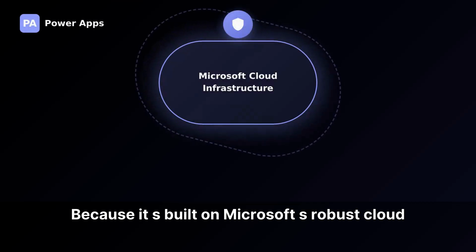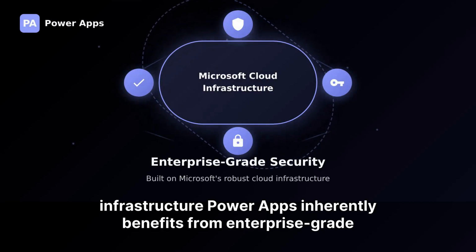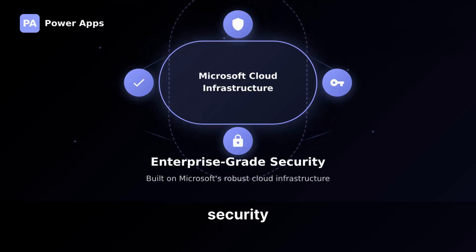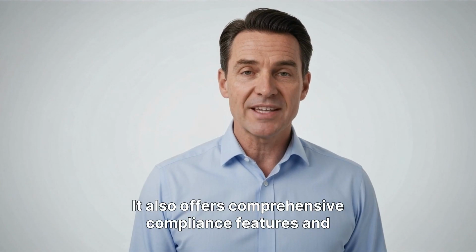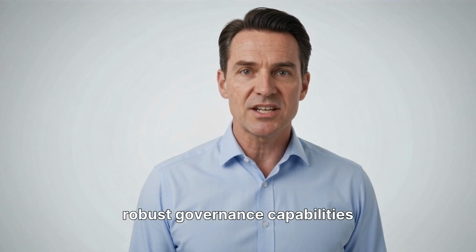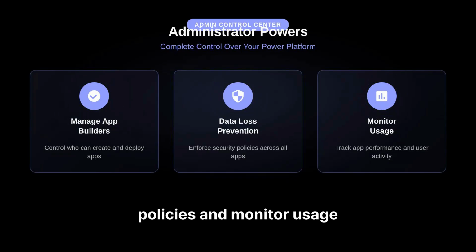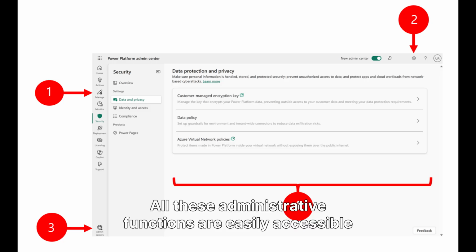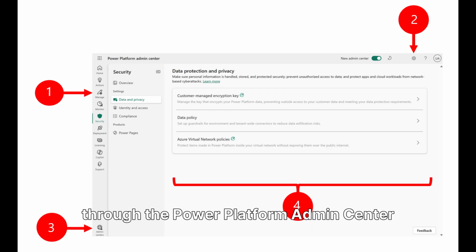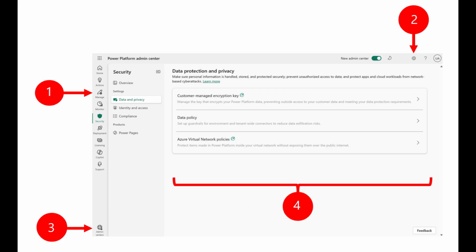Because it's built on Microsoft's robust cloud infrastructure, Power Apps inherently benefits from enterprise-grade security. It also offers comprehensive compliance features and robust governance capabilities. Admins have the power to manage who builds apps, enforce critical data loss prevention policies, and monitor usage. All these administrative functions are easily accessible through the Power Platform Admin Center.